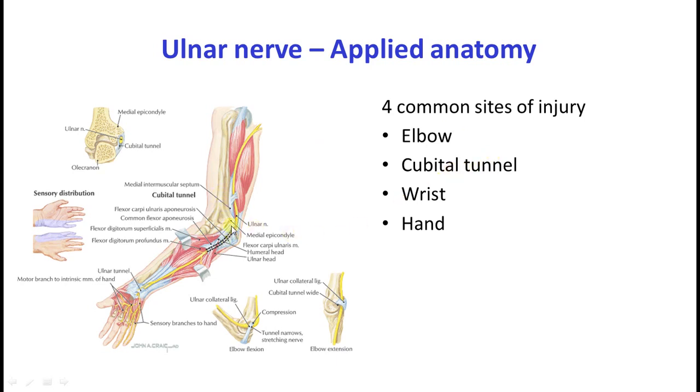Sometimes arcade of Struthers, this is different from ligament of Struthers. Arcade of Struthers is again the deep fascia which gets thickened between your medial epicondyle and the olecranon process. Then injury at the level of wrist and also at the level of hand.